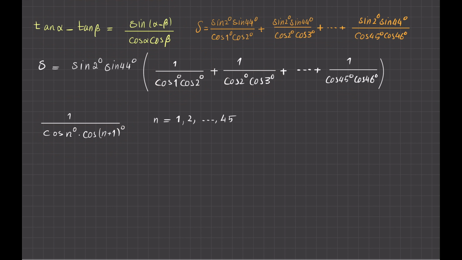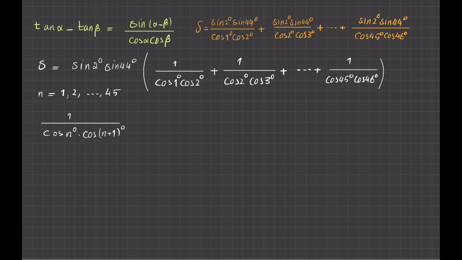If I want to give the role of alpha, say, to n or n plus 1 degrees and beta to the other one, I need to have the sine of the difference of those angles in the numerator. So this one is not very suitable. I want to have the sine of the difference of these two angles in the numerator. So it motivates me. So if you don't mind, let me move this here.